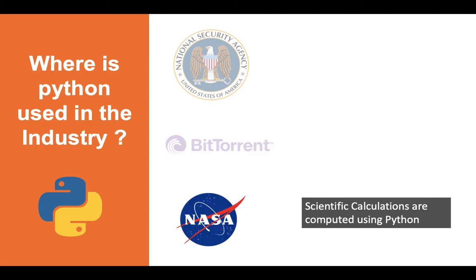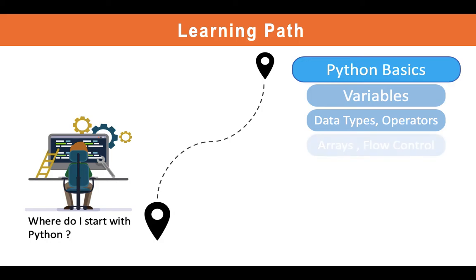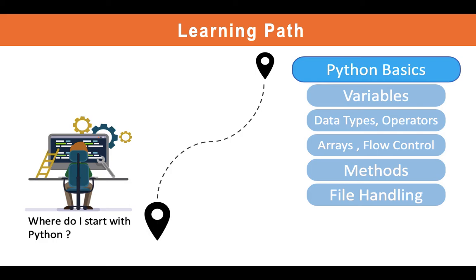Next, NASA uses Python for scientific calculation, and the rest of the things are also being used. So what should be the learning path? Let's discuss where to start. We'll start with the basics. Next would be variables, then data types and operators, arrays and flow controls, methods, and as I said, file handling and OOPs practice. I have shared OOPs with you as a book also, you can go through that.